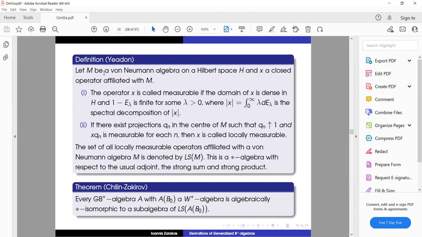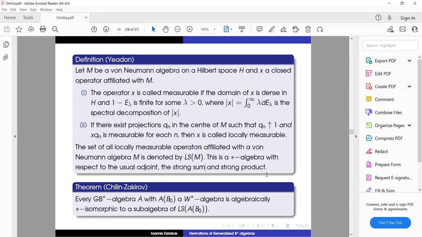We have a von Neumann algebra, and measurable is an operator which is closed, affiliated with it, of dense domain, of course, and such that 1 minus E lambda is finite for some positive lambda, where the E lambda are the projections coming from the spectral decomposition of absolute X. Now, we are locally measurable if we have measurability for every XQn, where Qn is a sequence of central projections that tends to one. If this happens, then you are locally measurable. The family of all locally measurable operators will be denoted by LS of M.